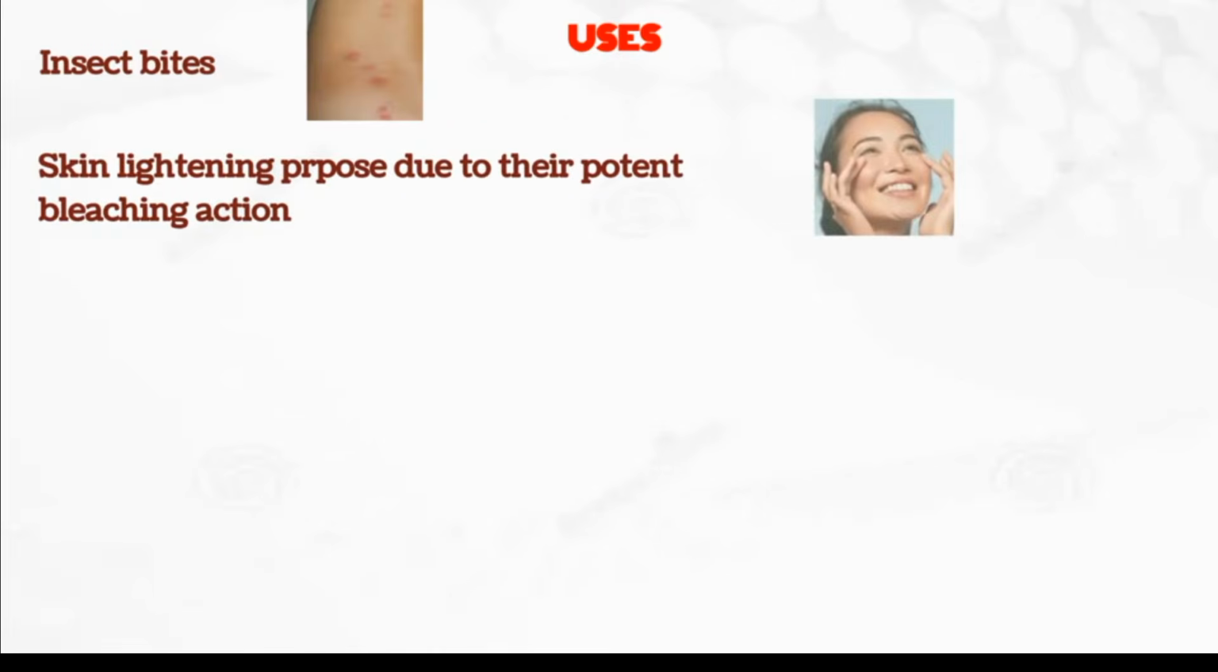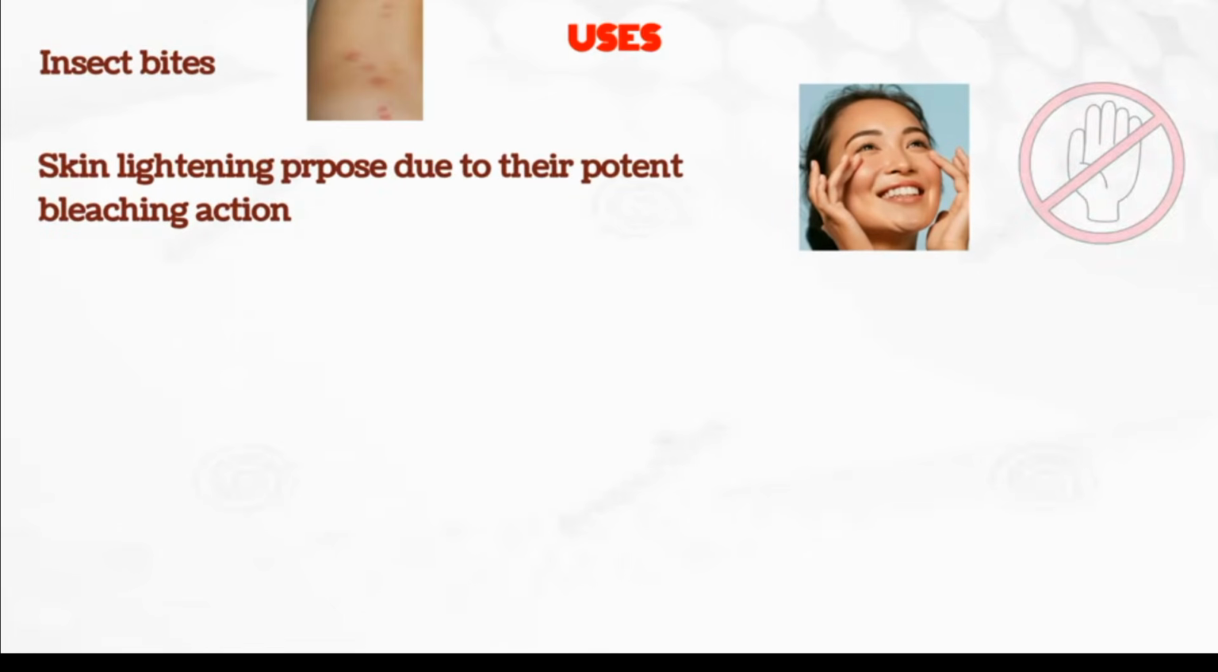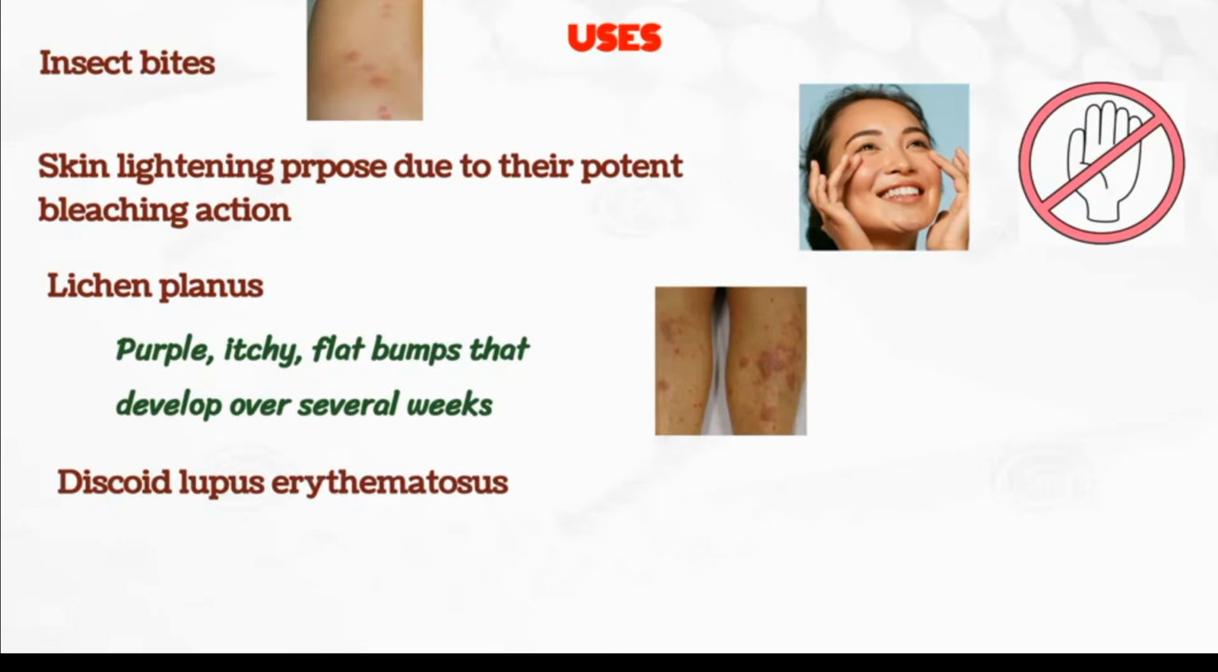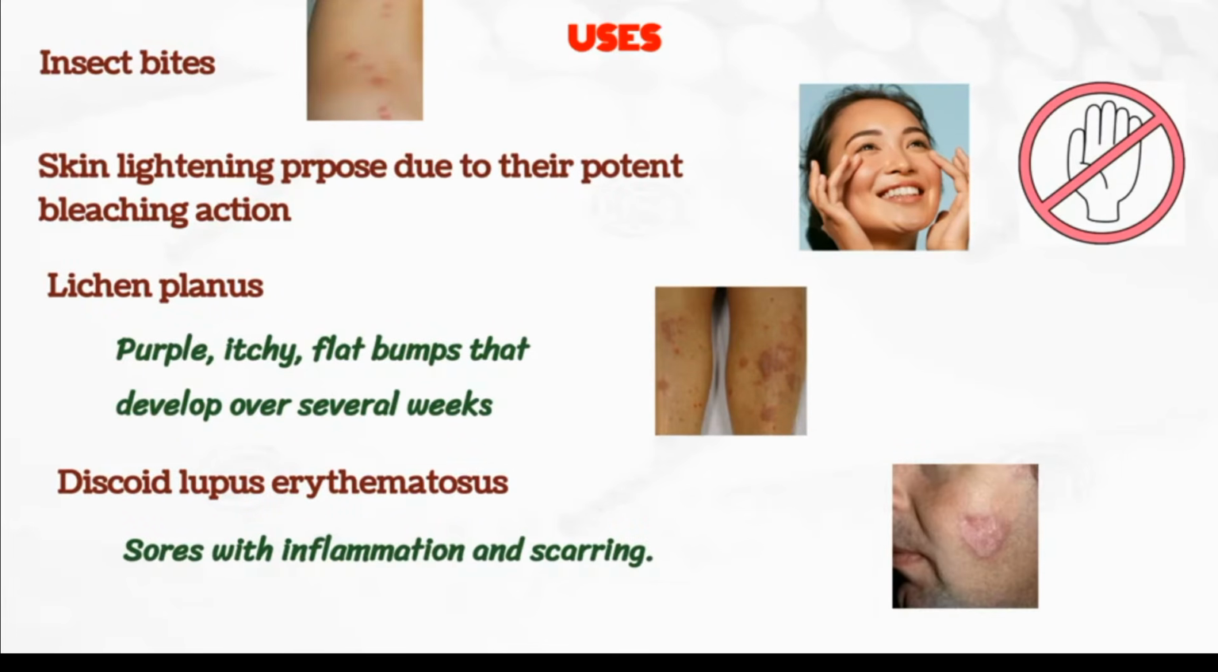Insect bites. Some people also use Dermovate for skin lightening purpose due to their potent bleaching action. But we don't recommend it for skin lightening, as other better options are available in the market. Lichen planus, which is purple, itchy, flat bumps that develop over several weeks. Discoid lupus erythematosus, a chronic skin condition of sores with inflammation and scarring.